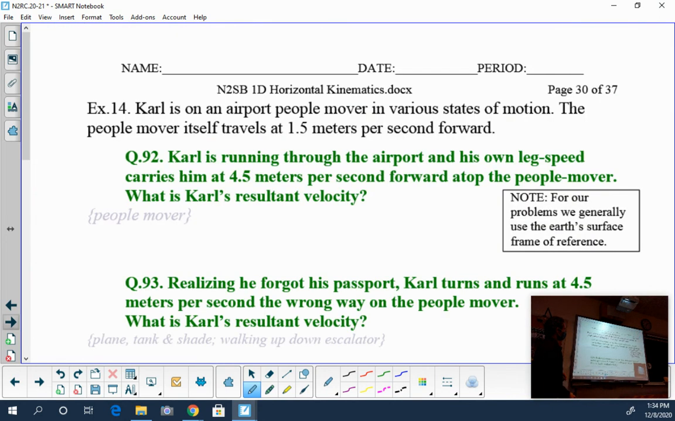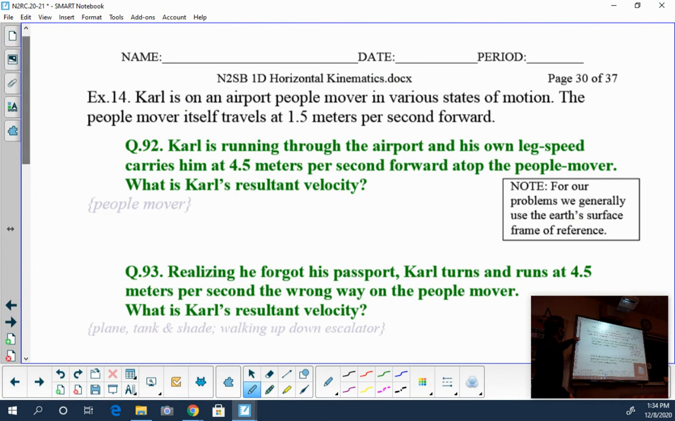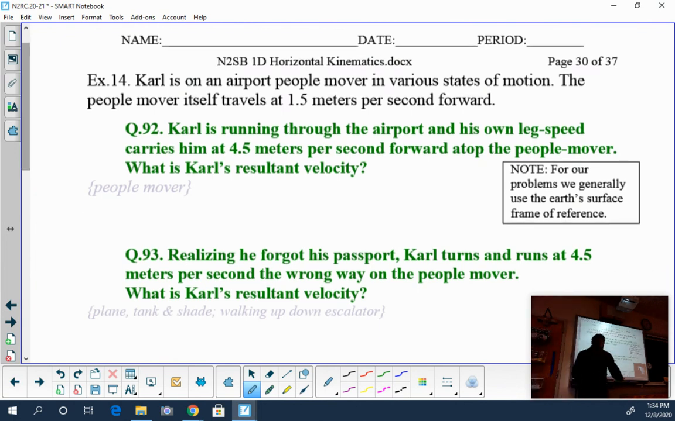All right, let's look at a couple examples over here, and then we'll be all done with this. None of these are too magical. Carl. All right, Carl. Got an airport people mover in various states of motion. Thanks, Carl. Okay, the people mover itself travels at 1.5 meters per second forward. Forward! Well, positive. All right, so Carl's running through the airport.